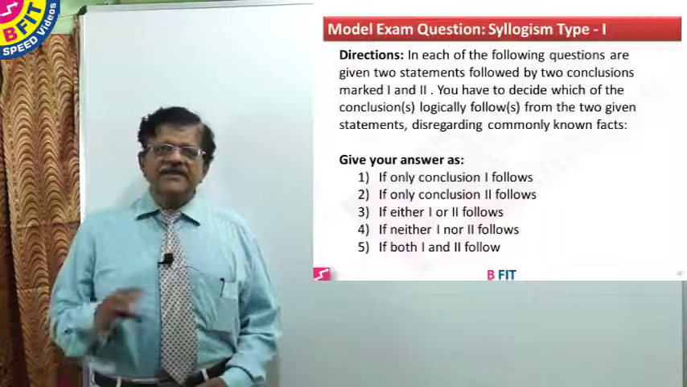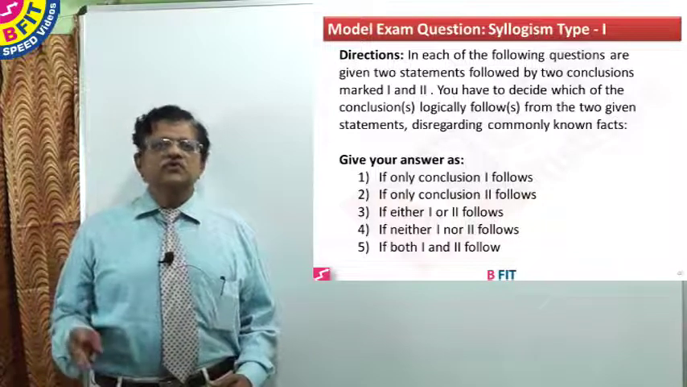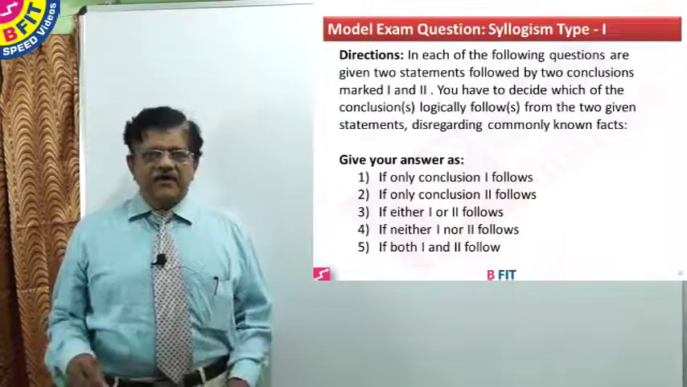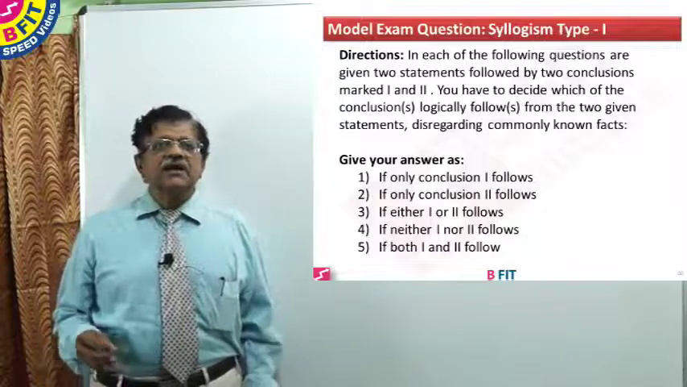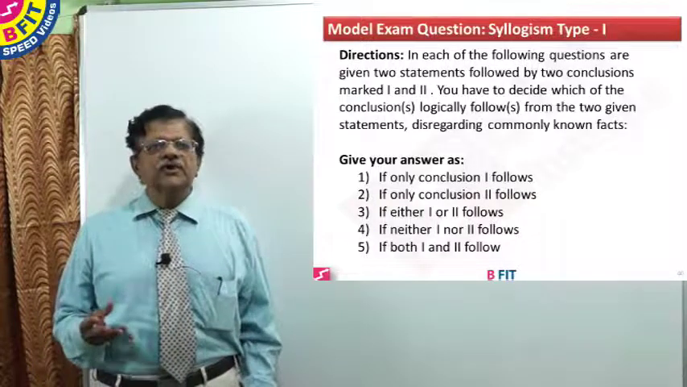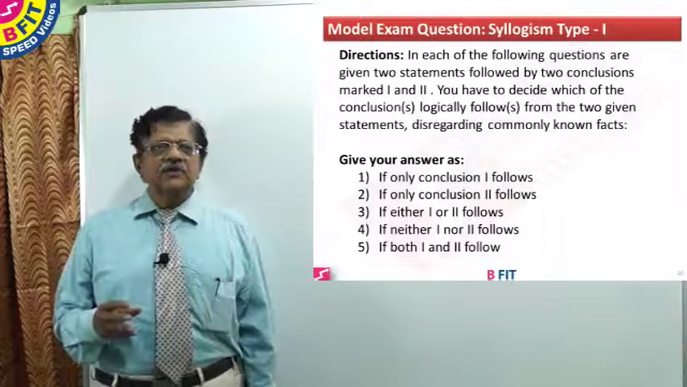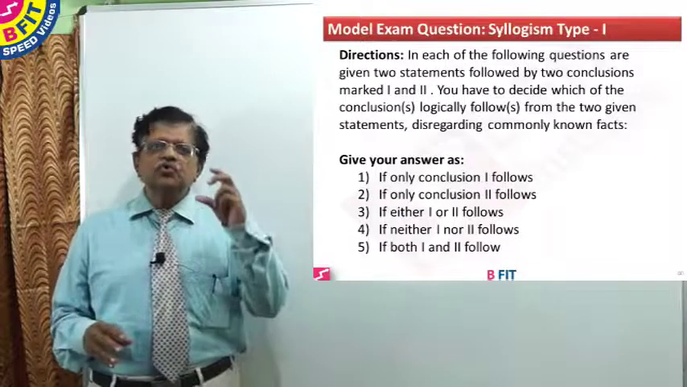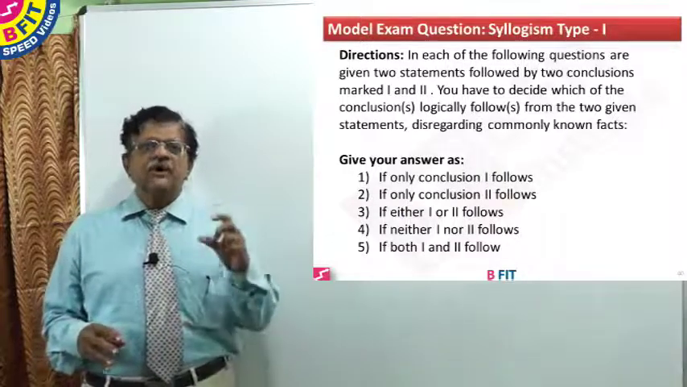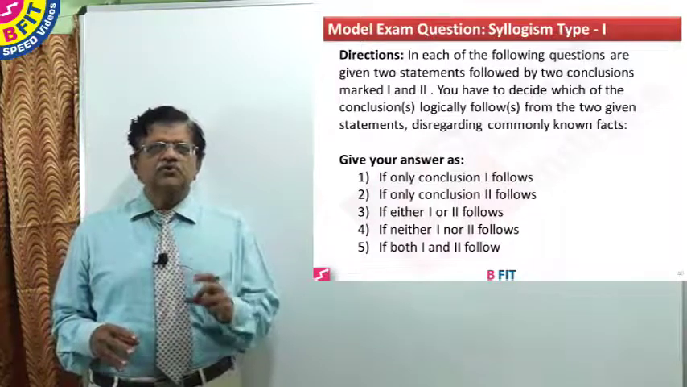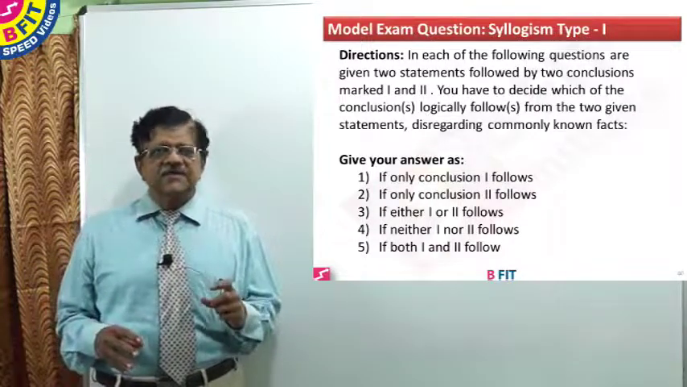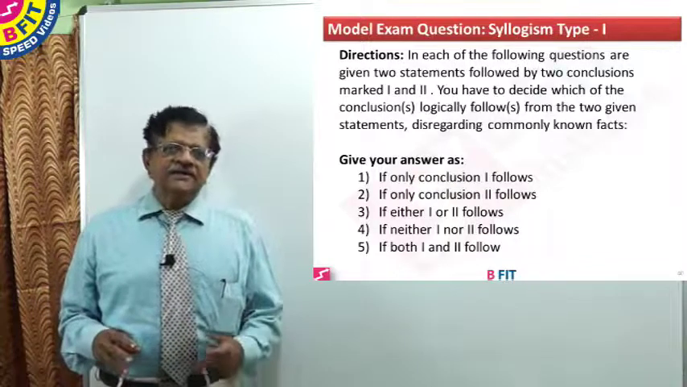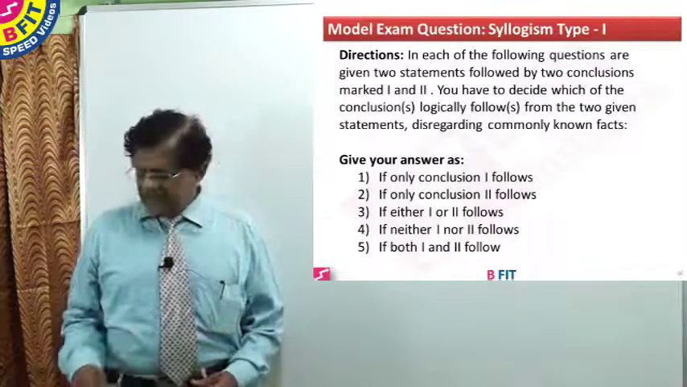Option 4, if neither 1 nor 2 of the conclusion follows. That is, if both the conclusions are false, then you give option 4. Option 5 is when both the conclusions are right or both the conclusions are true. So these are the 5 options out of which you have to choose one. They will give you two statements followed by two conclusions, and you will have to choose any one of these options as the answer. Now with this preamble, let us jump to solve the actual questions that appear in the exam.